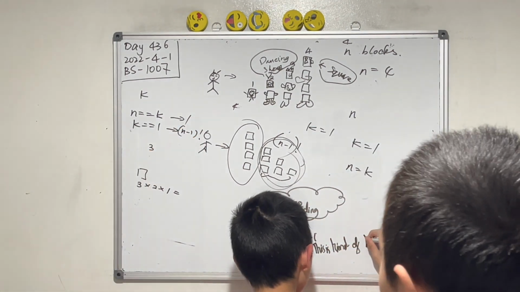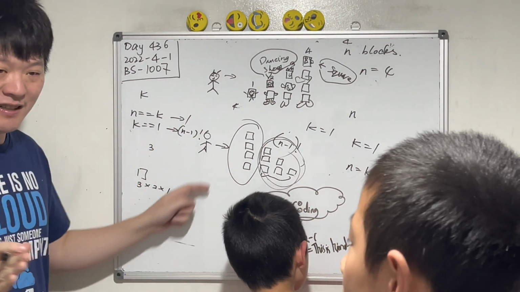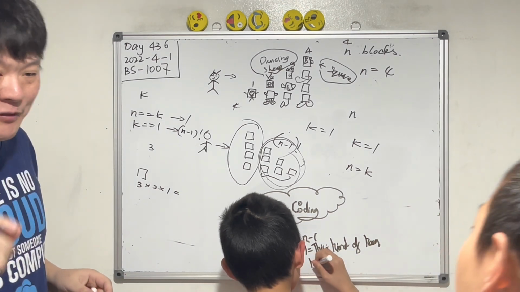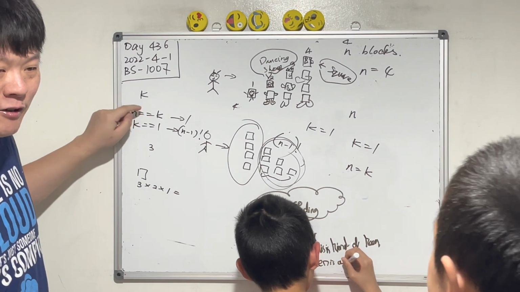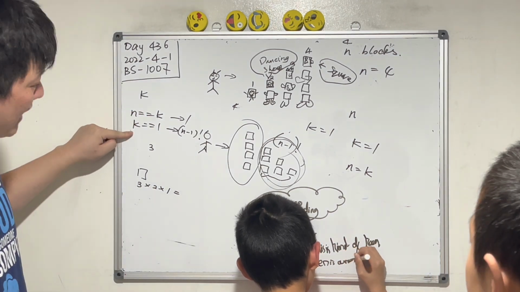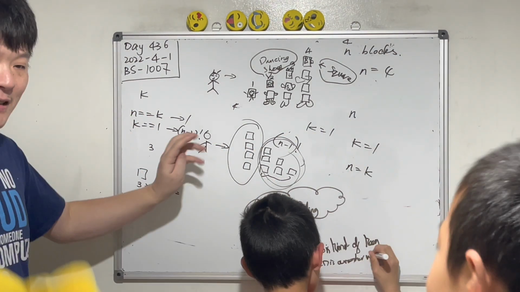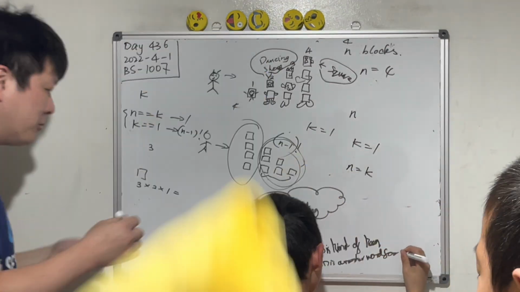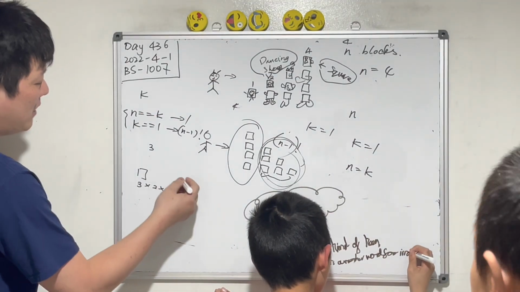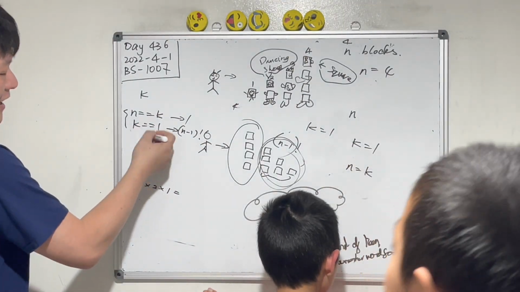Now the tricky part is here. This is the difficult part. If you don't get it, that's fine, but it's very good if you already get these 2 parts. These 2 are base cases, very easy. So now how about when n is not equal to k and k is not equal to 1?